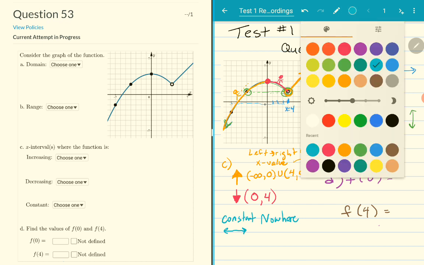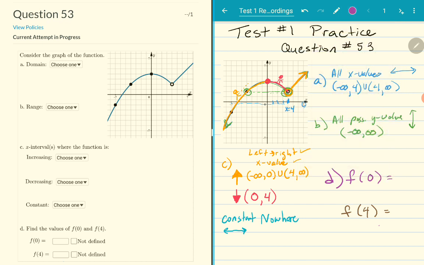All right, moving on to D. So I'm going to erase all this other stuff on my graph so I can see my graph clearer.